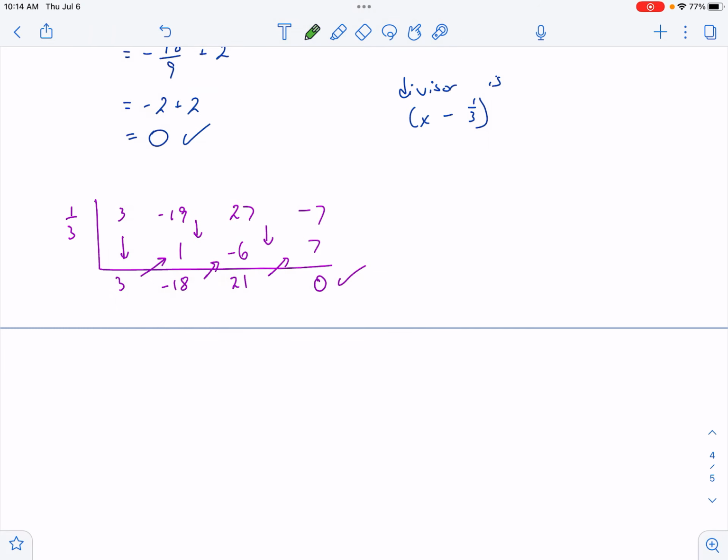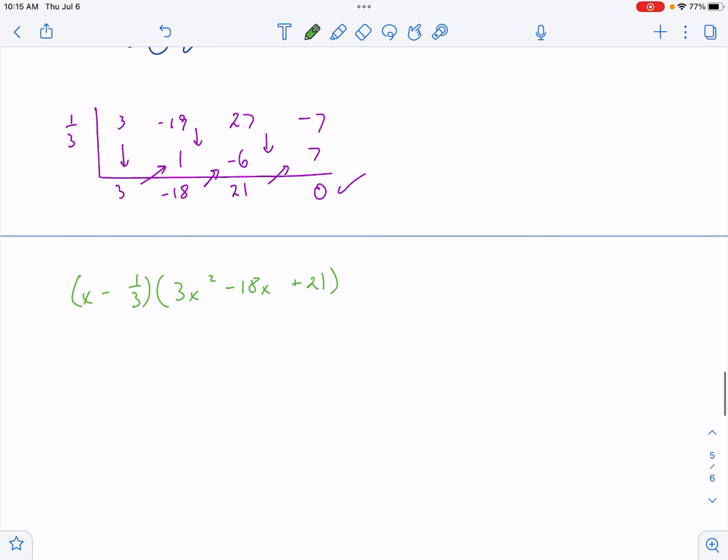Let me do this in green. We have an x minus 1 over 3. And here we have 3x squared minus 18x plus 21. That's the factored form. We have to ask ourselves, can I factor further?